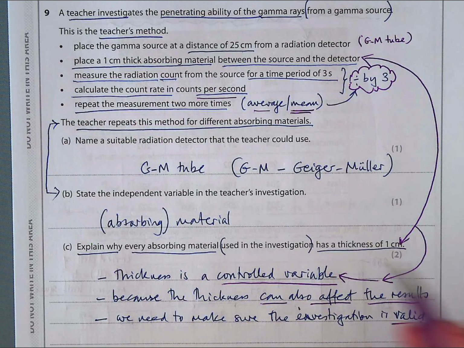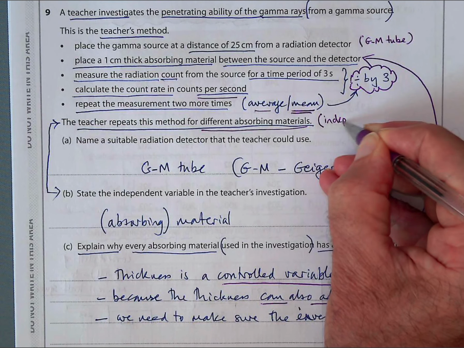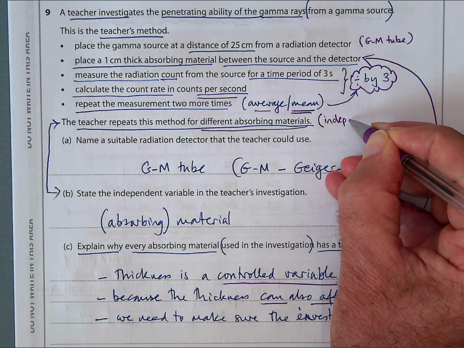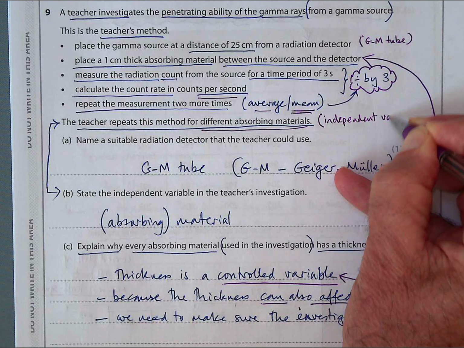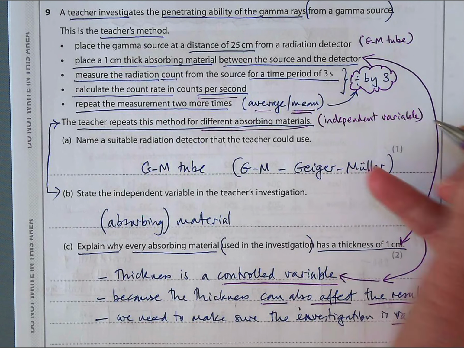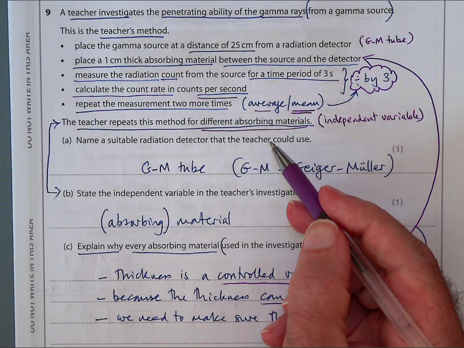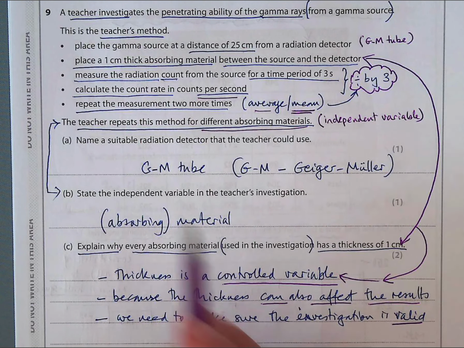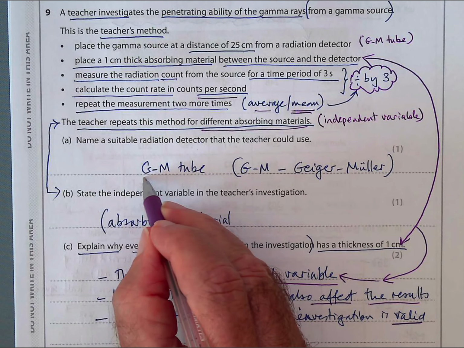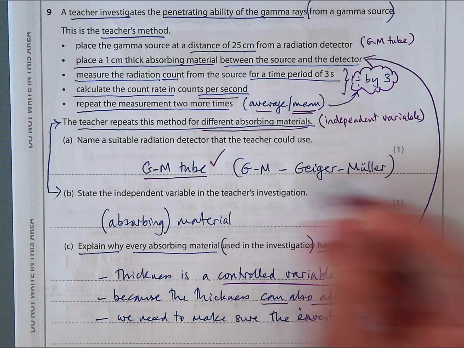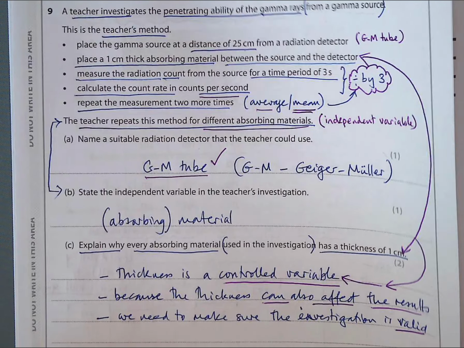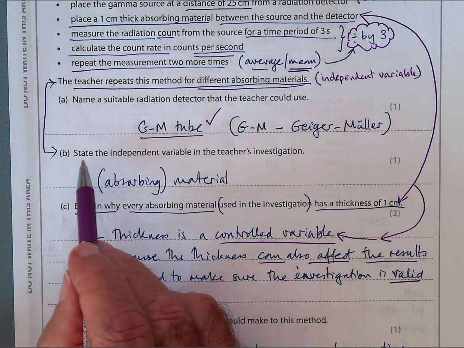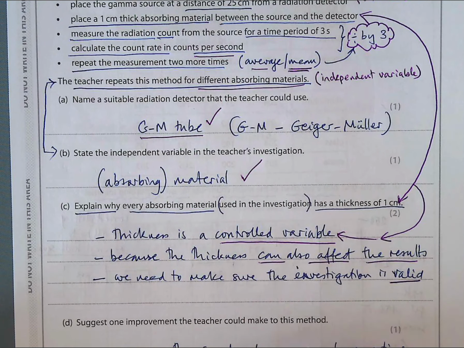The teacher repeats the method, it says, for different absorbing materials. So what does that mean? The different absorbing materials is the thing that they're investigating, and the thing that you're investigating is called the independent variable. Independent variable. Okay? Now it's not a continuous variable, you just got different types of materials and you're going to compare them. Name a suitable detector, GM tube. If you put GM tube, you'll get the mark. And GM stands for Geiger-Müller. Okay? So then, state the independent variable, absorbing material.